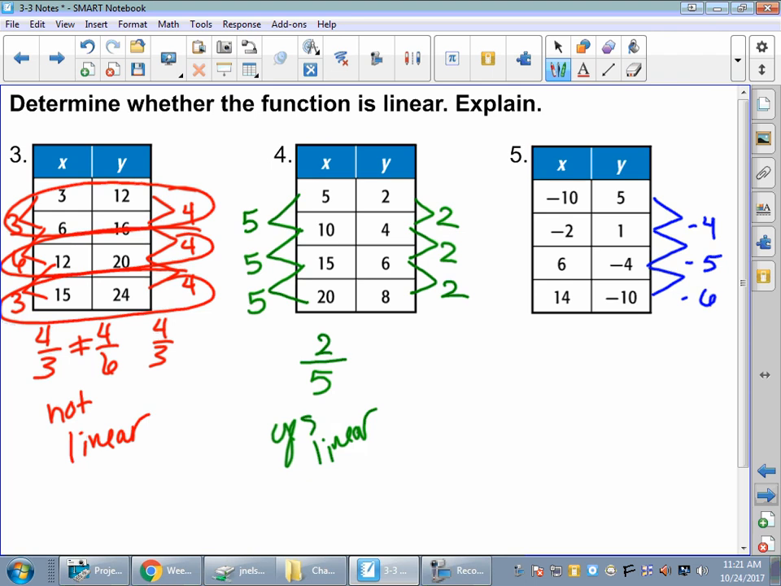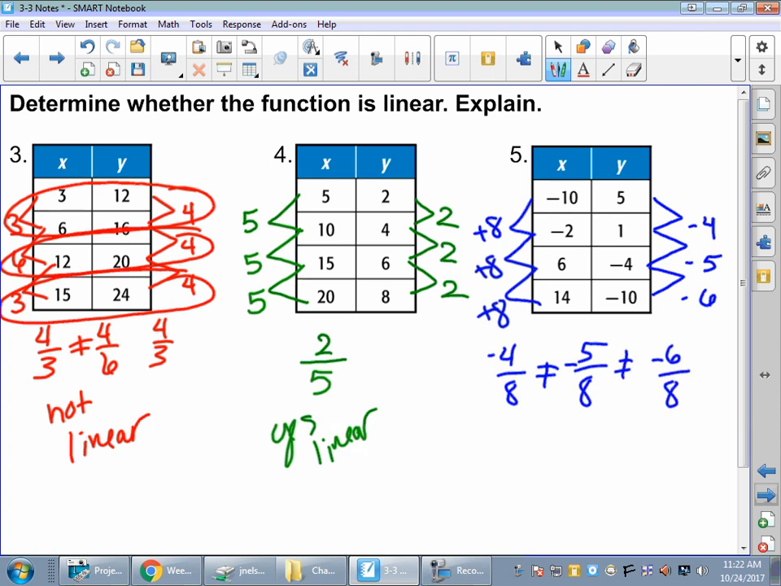We should really, though, put them as fractions because they could simplify to be the same thing. So let's look at our change in x, because our x values could be all over the place too. So from negative 10 to negative 2, that's actually an increase of positive 8. From negative 2 to positive 6, that's an increase of positive 8, and then a positive 8 here. So even though the change in my x values was consistent, negative 4 over 8 is not the same thing as negative 5 over 8, which is not the same thing as negative 6 over 8. So when I'm taking the change of the y's and putting them over the change of the x's, they are not equivalent ratios. So not linear.